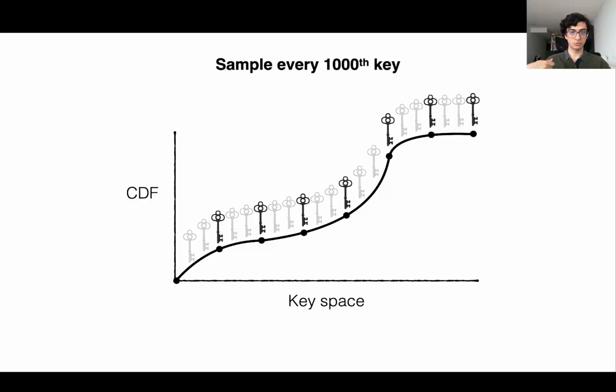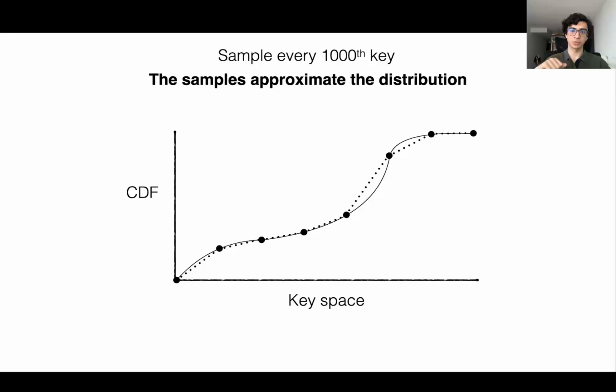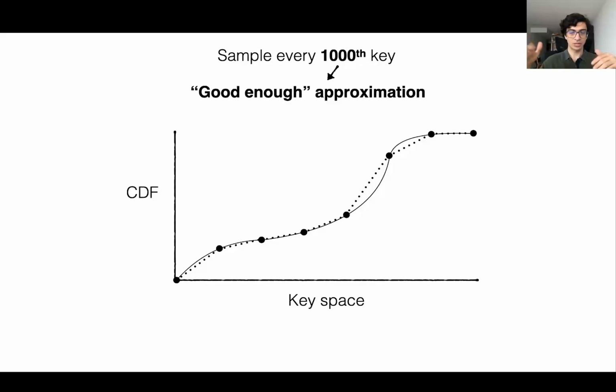Diva implements this intuitive idea by approximating the dataset's distribution and leveraging that to decide how much to truncate. The idea is that it samples every 1,000th key in the dataset and connects these samples with straight lines. This gives us a piecewise linear curve that closely resembles the underlying CDF. We picked every 1,000th key as a sample because we found that it gives a good enough approximation to the underlying distribution in most practical scenarios.